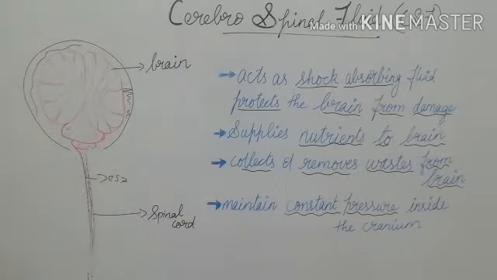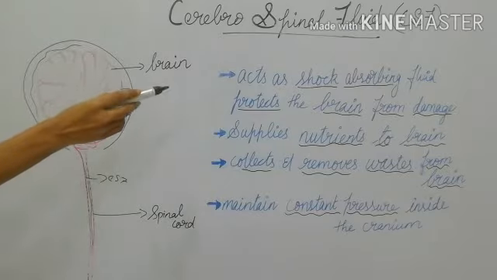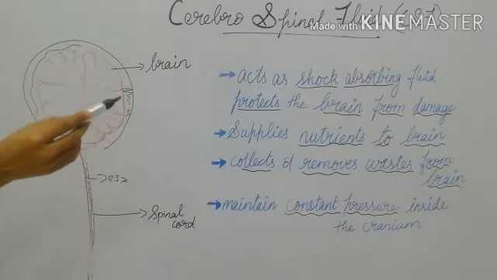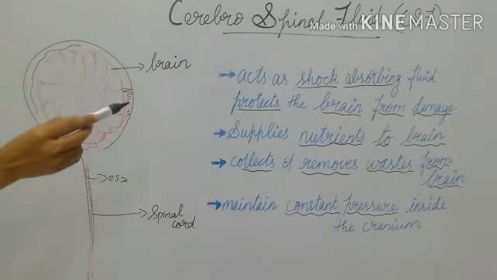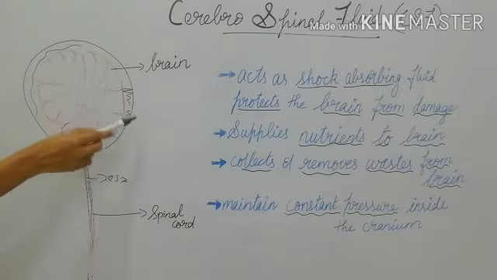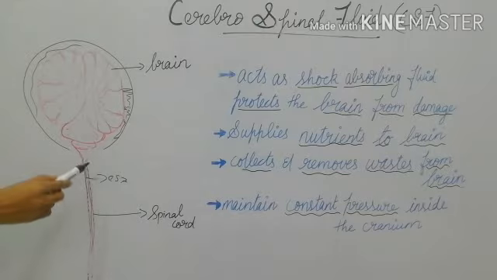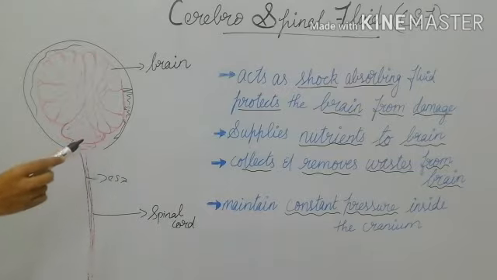The functions of the cerebrospinal fluid: it acts as a shock absorbing fluid and protects the brain from damage, from shock. This fluid supplies nutrients to the brain, and it collects and removes the wastes from the brain, and also it maintains constant pressure inside the cranium. Cranium is the part of the skull.